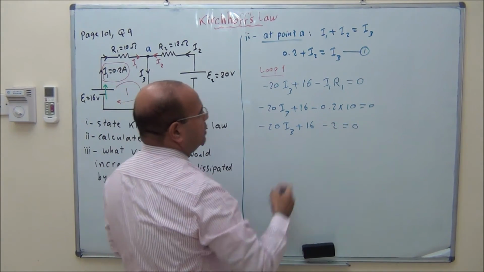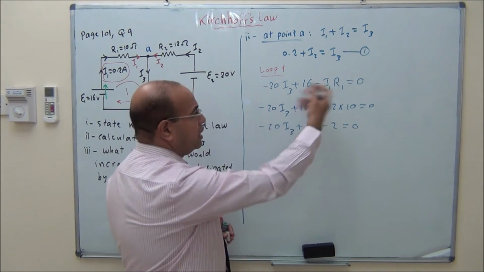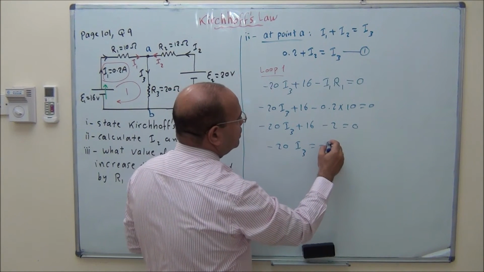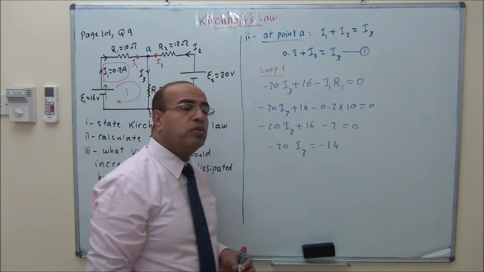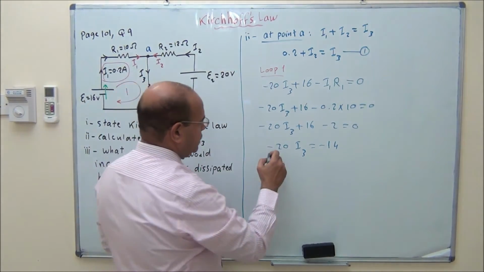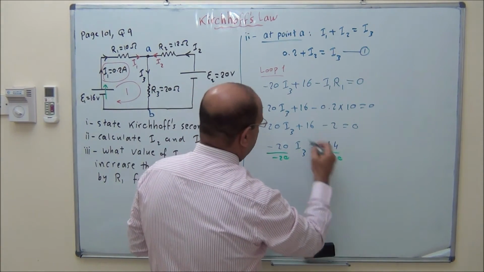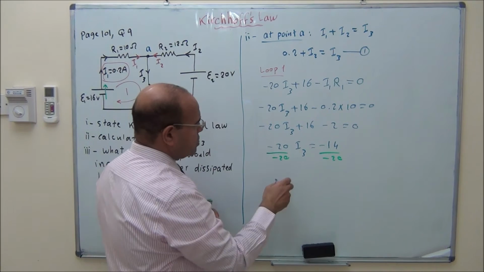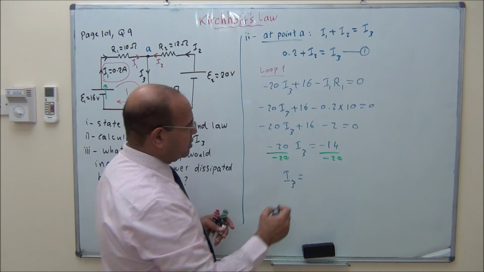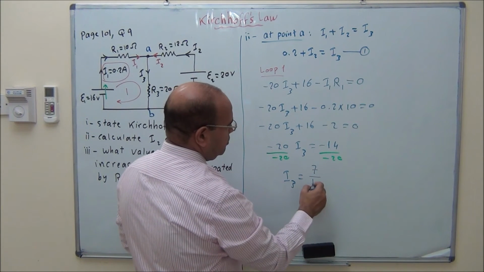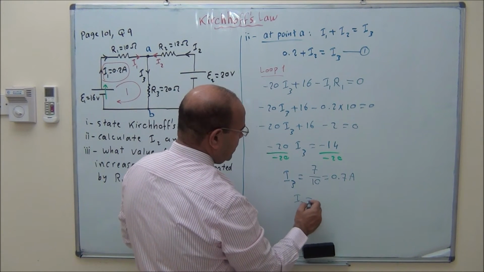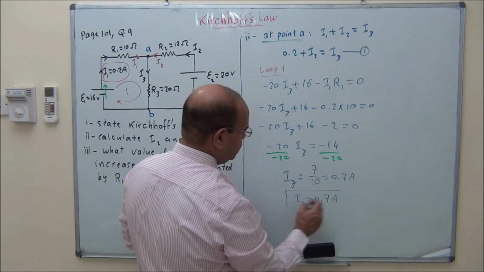Like terms, 16 minus 2, it's positive 14. To the other side, it will be negative 14. So negative 20 I3 equals negative 14. Divide both sides by negative 20, cancel negative with negative. So I3 equals 14 over 20, simplify, divided by 2, 7 over 10, it means 0.7 ampere. So I3 equals 0.7 ampere.